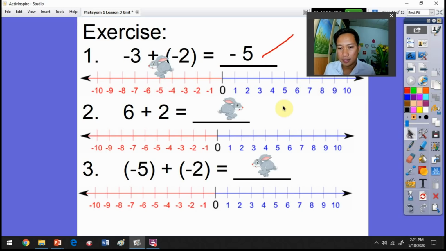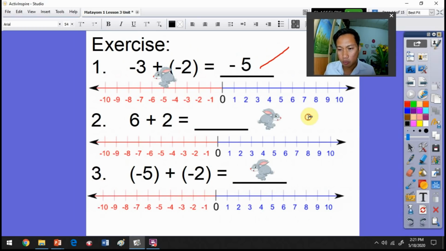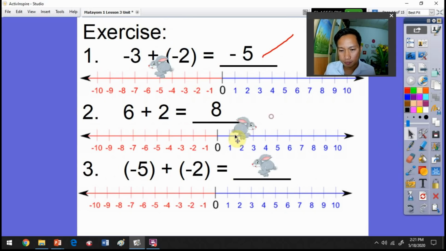All right. So let's move to our next example here. 6 plus 2, 8. Very easy. Both of them are positive, so we don't need to write the positive sign here. So 6 plus 2, 1, 2, and it's 8.